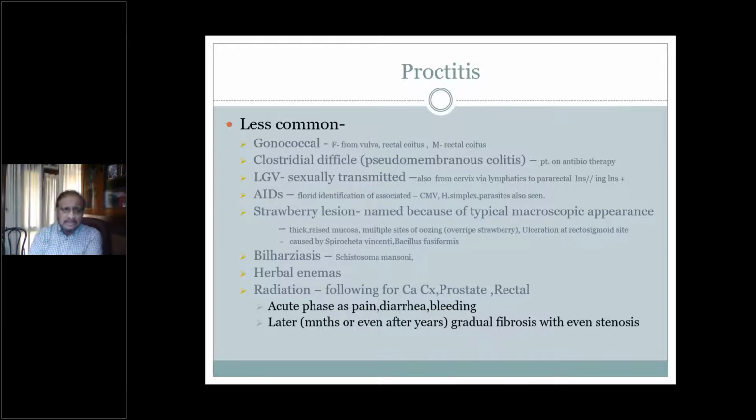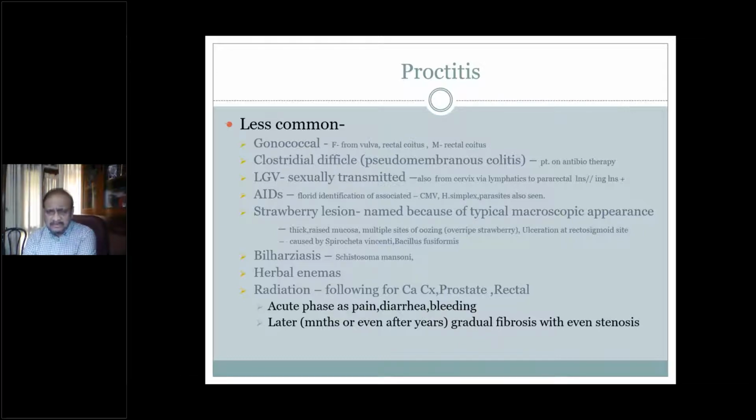Even less common, or I would say even rare now, especially gonococcal, which you hardly find these days. In the female, it could manifest as a vulval infection or from rectal coitus, or it could be in males after coitus. Clostridial infection in the form of pseudomembranous colitis gives maximal systemic symptoms and early septic shock, and is usually seen in patients on antibiotic therapy, so it's usually a superinfection. Or lymphogranuloma venereum, which you will find associated with AIDS, where you will find associated CMV, herpes simplex, and parasites also seen in these patients.